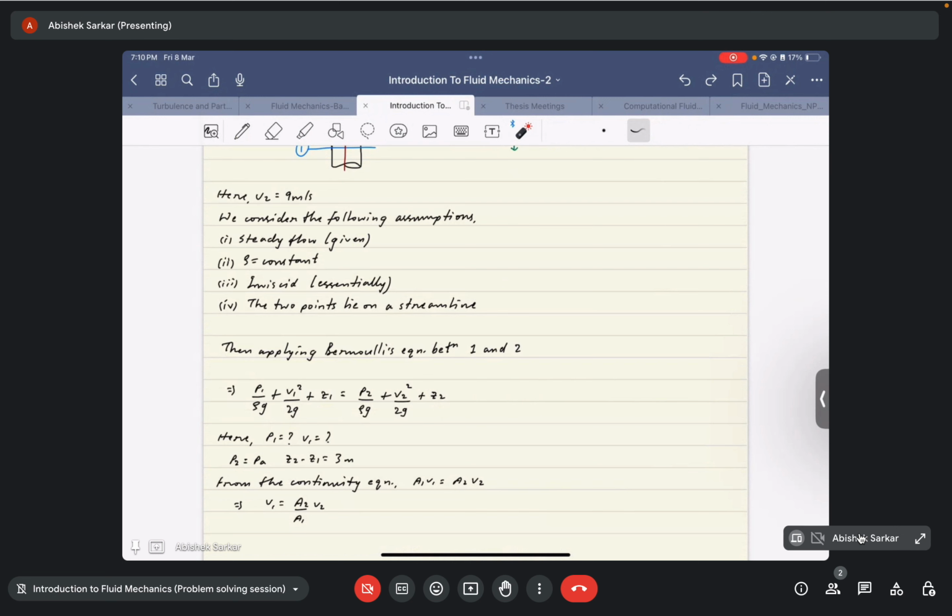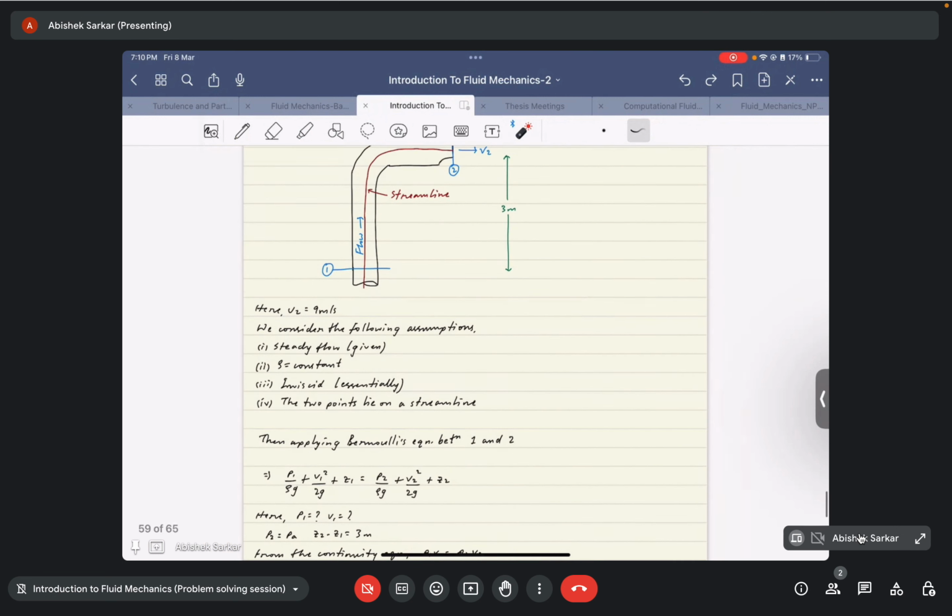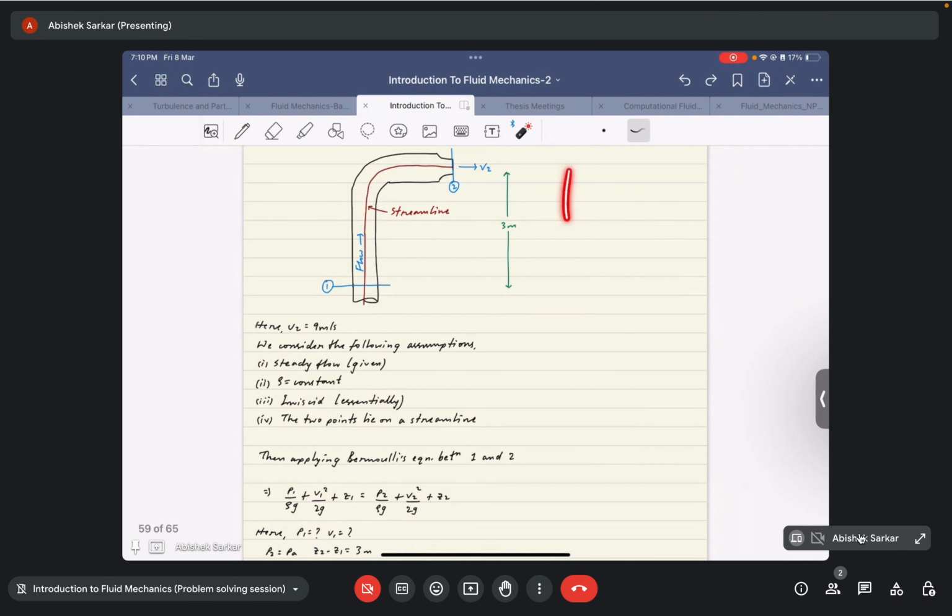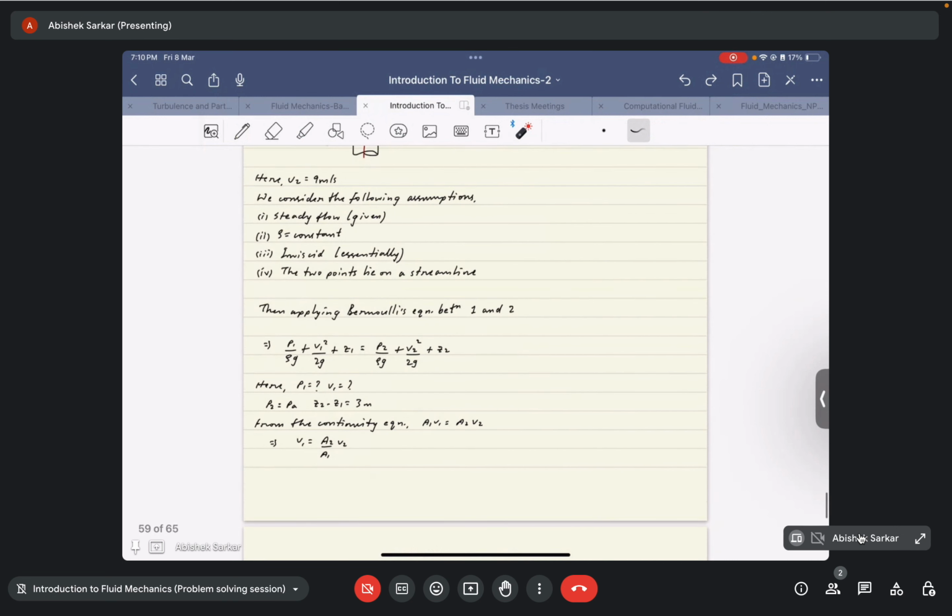Okay, if I zoom out a bit more, from this we can get that Z2 minus Z1 is equal to 3 meter. Now since V1 is unknown, we use the continuity equation to express V1 in terms of V2, because V2 is known, and then simplify the equation further because then only P1 will be unknown. So we need to substitute V1 in terms of V2 using the continuity equation.